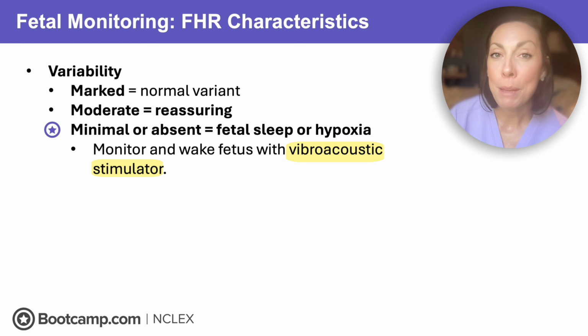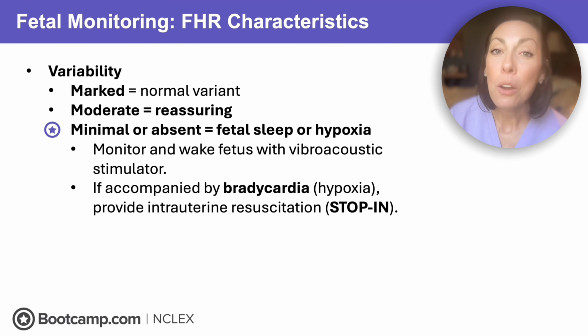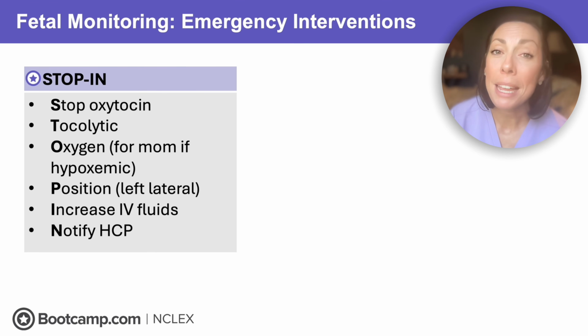Now, if that is minimal or absent variability accompanied by fetal bradycardia, so that heart rate is less than 110, then we have fetal hypoxia. And that means we need to provide our intrauterine resuscitation or STOP-IN. Now, what is STOP-IN? Well, STOP-IN is our emergency checklist for non-reassuring tracings. And the NCLEX loves to ask about these interventions because they want to be sure you know how to respond and fix that fetal heart rate. So anytime you have a non-reassuring fetal heart rate, you're going to provide these interventions.